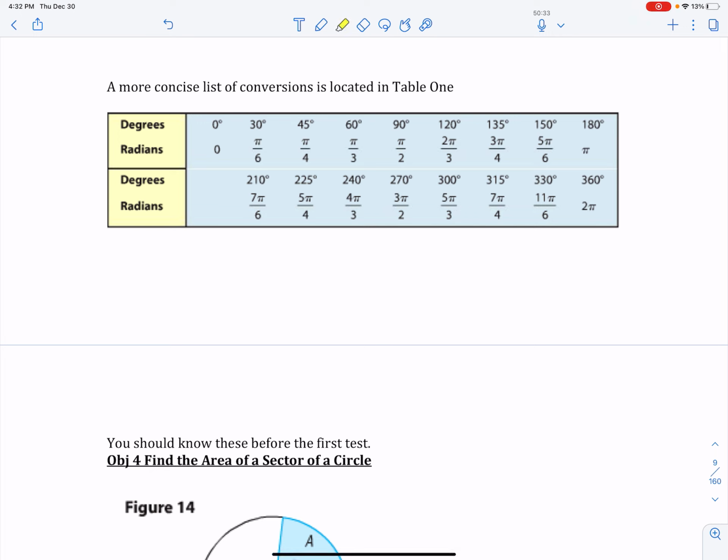So once again, the ones you need to memorize right now are the ones I'm highlighting. So 0, 30, 45, 60, 90, 180, 270, and 360. Those are the ones that you need to memorize right now.